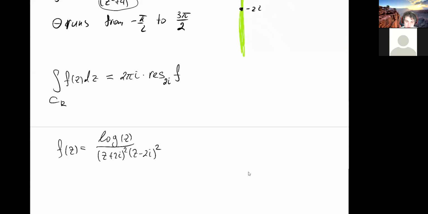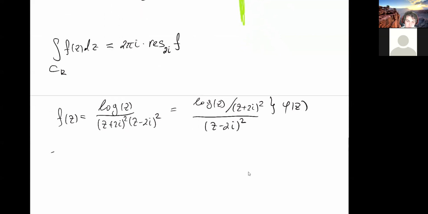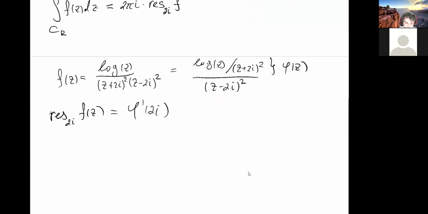And we're doing the residue at 2i. So we'll call this thing phi. So this thing will be phi of z. And we know that the residue of f at 2i will be phi prime of 2i. Okay, so that's pretty terrible. We'll need to differentiate phi. Well, let's do it.